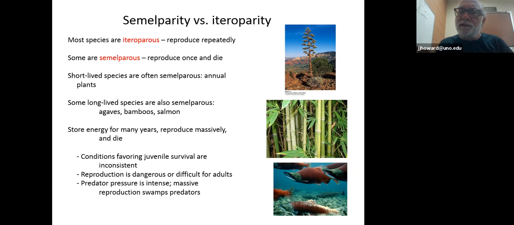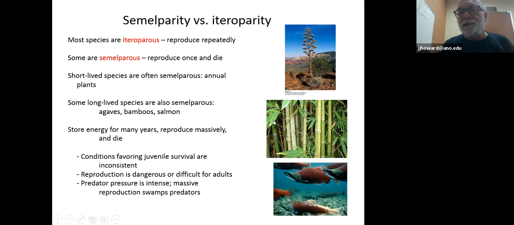So what are the conditions that favor semelparity, this really weird extreme strategy? Well, one factor is if juvenile survival is inconsistent. Like in a single year, juveniles might survive very poorly, and then once in a great while, you have conditions where most of the juveniles survive. If that's the case, then it would be best for you to save your energy, skip the years in which most of your offspring are going to die, and wait for that really good year.